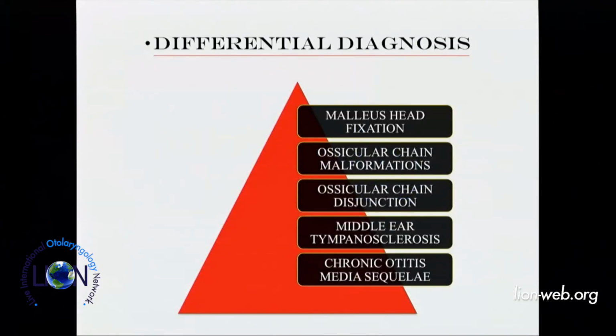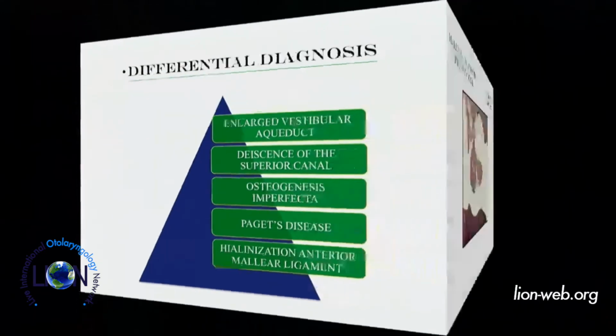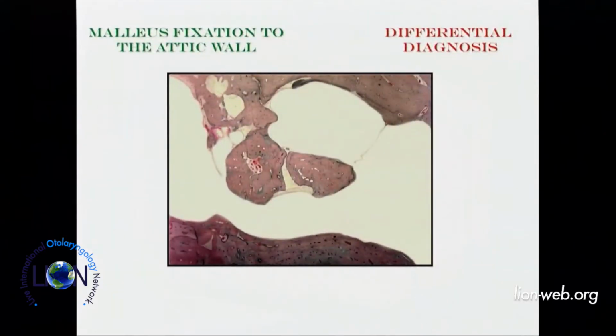We have many diseases that can be confused with otosclerosis. We're going to see some of them real quick. One of them, mentioned today, is the fixation of the malleus head to the lateral wall of the attic, like in here. That's what I showed you in the first image. You can see here the malleus and the incus, but there is a bone bridge between the malleus and the lateral wall of the attic, right here.